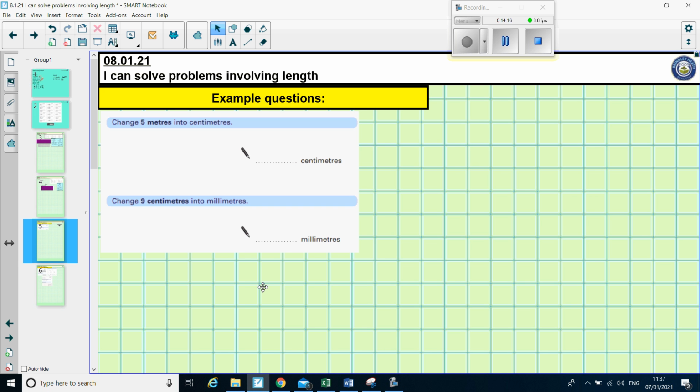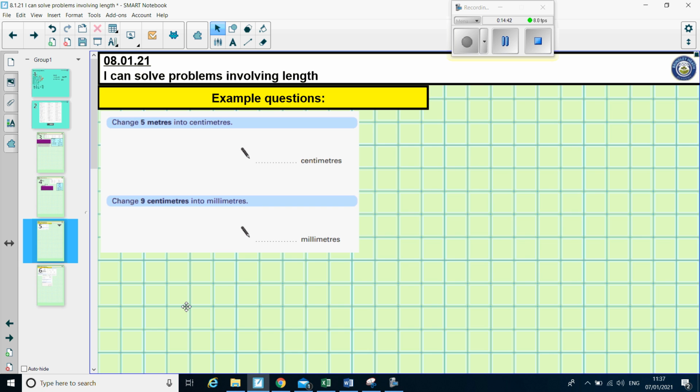So the main questions on maths.co.uk will be something like the one on the screen here. So it says change 5 meters into centimeters. So doing exactly what we were doing on the fluency, I want you to have a go at these 2 questions. Pause the video, have a go at these 2 questions, and then I will tell you the answers.